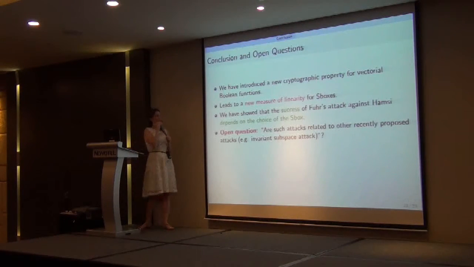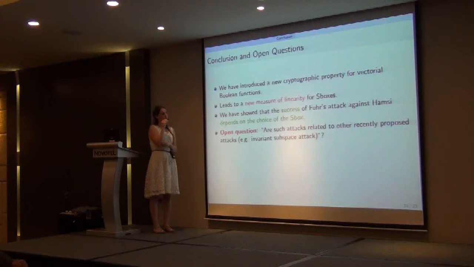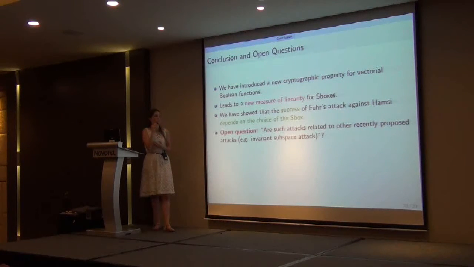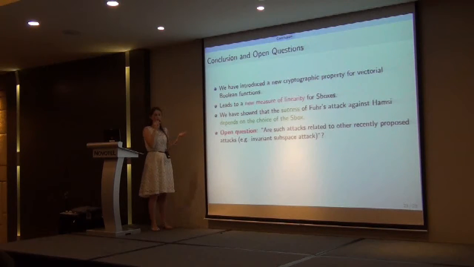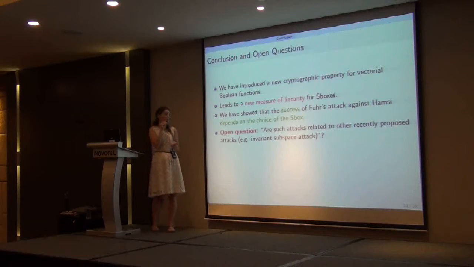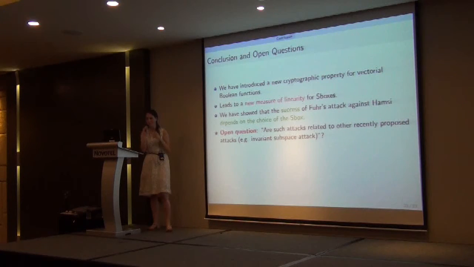So coming to the conclusion of this talk, we have introduced a new cryptographic property for vectorial Boolean functions that will probably be used as a new measure of linearity for S-boxes. And we have shown that the success of Fuhr's attack against Hamsi depends on the choice of the S-box. And here we leave as an open question whether such attacks as the one mounted against Hamsi can be related to other recently proposed attacks, for example, the invariant subspace attack that was applied against the PRINCE cipher. So that's all. Thanks for your attention.